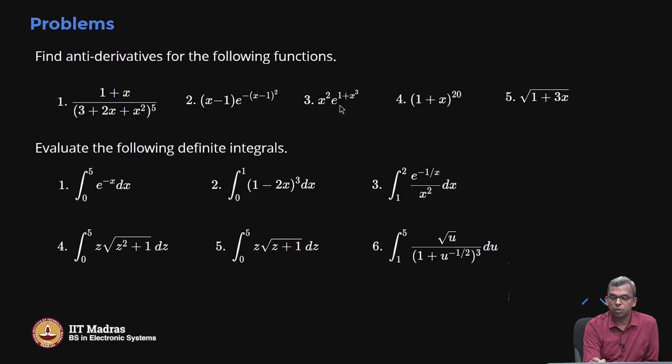Okay, what about this one, x squared e power 1 plus x cubed? What is the most obvious u of x that is staring at you in this? 1 plus x cube. So try that, try these problems, and these two problems, 4 and 5, you try on your own. I hope you see these easy problems where you have to identify this u of x, and u of x is like the term or expression which is inside some other power, like for instance here it's 1 plus x power 20, right. So how do you identify the u of x here? You will see. I hope this is easy for you.